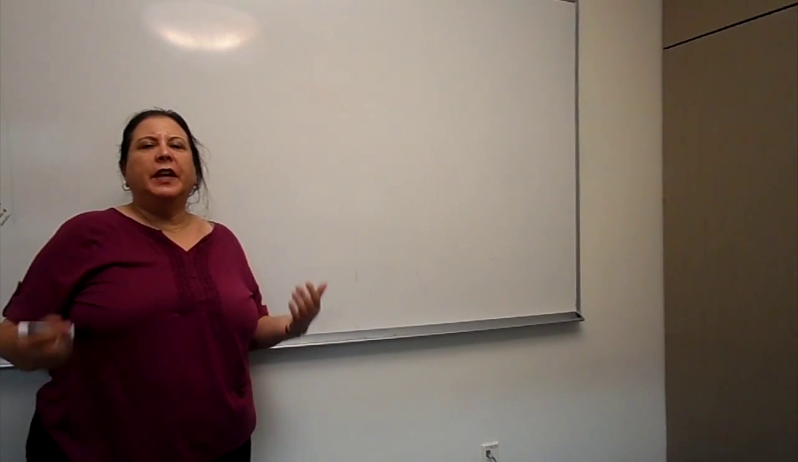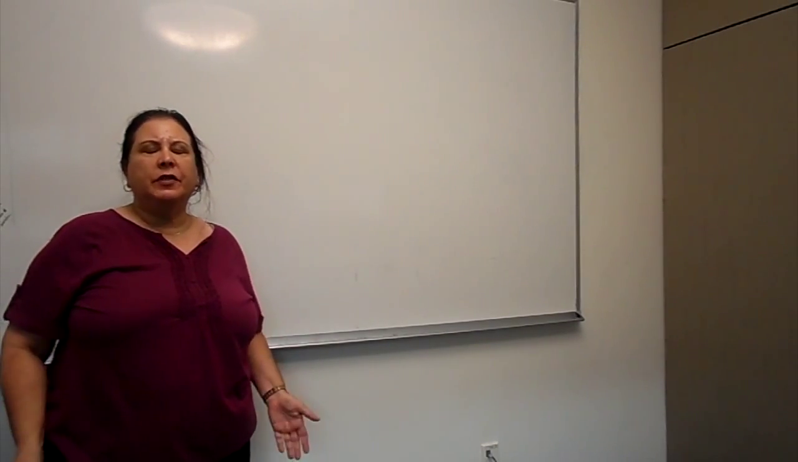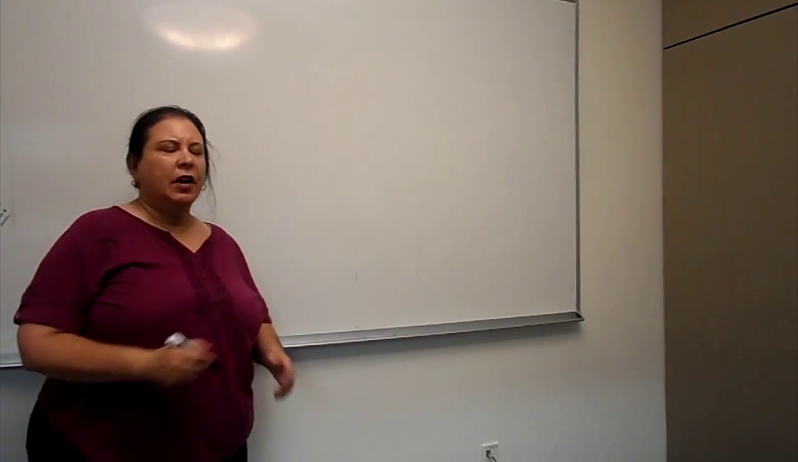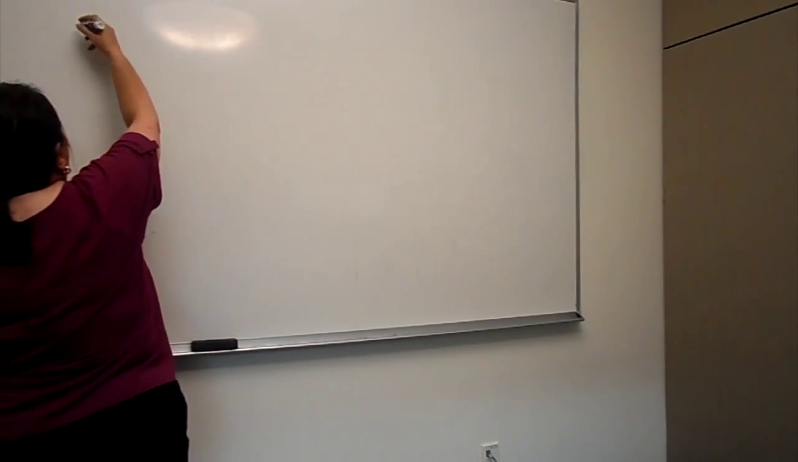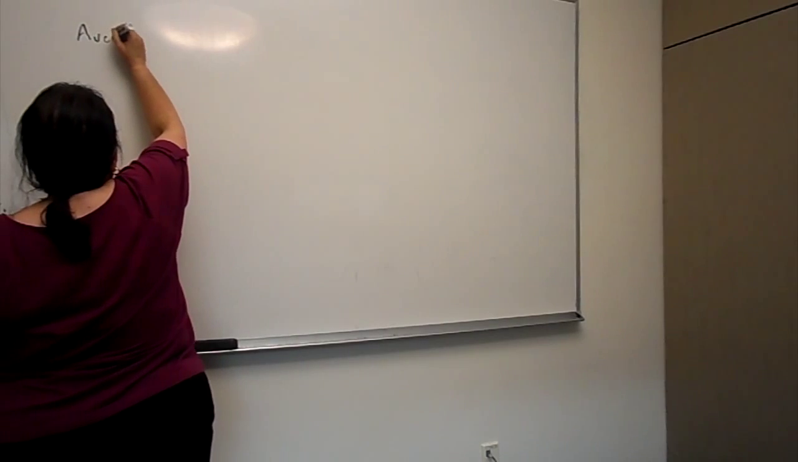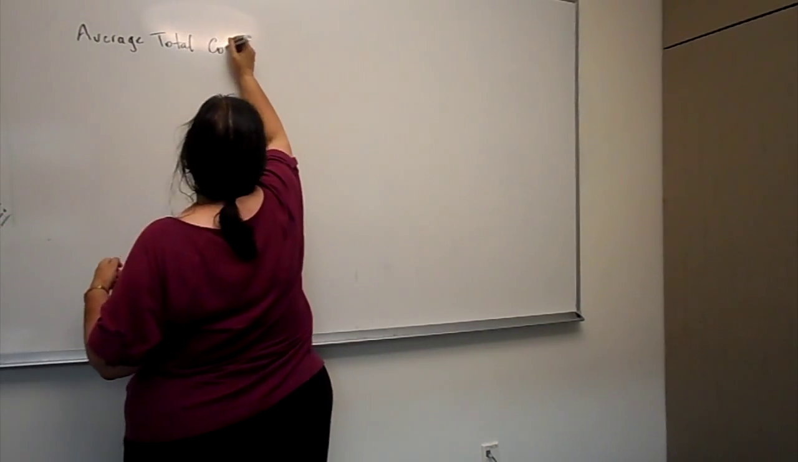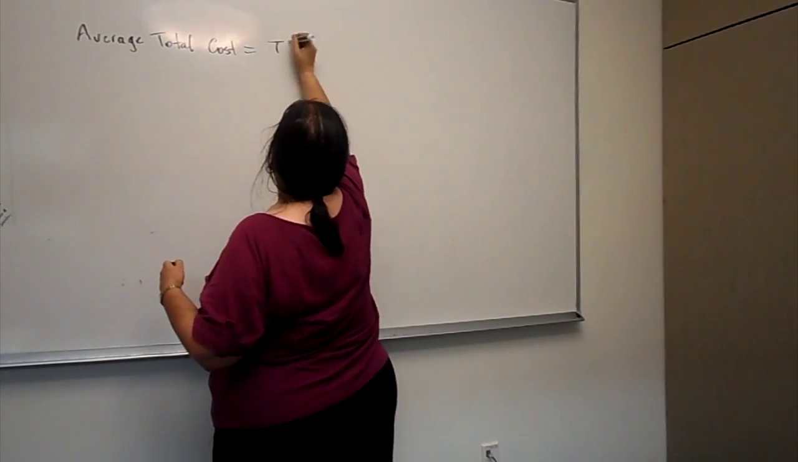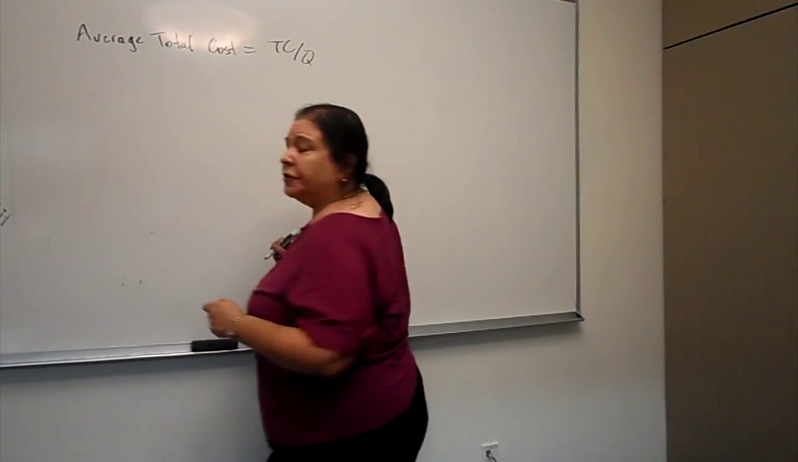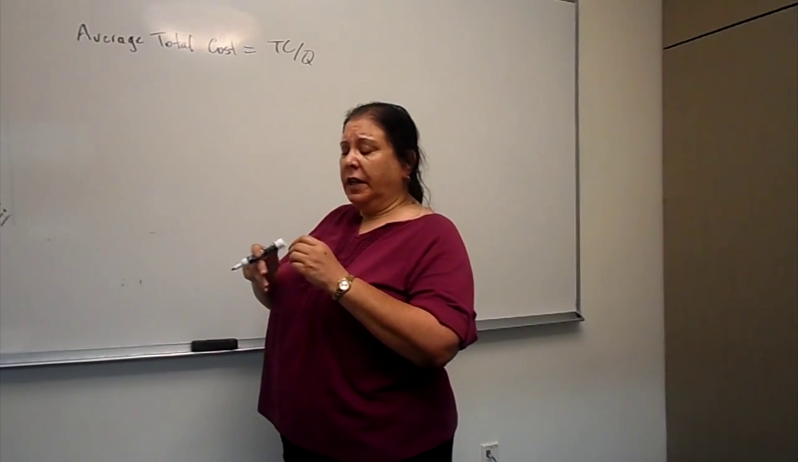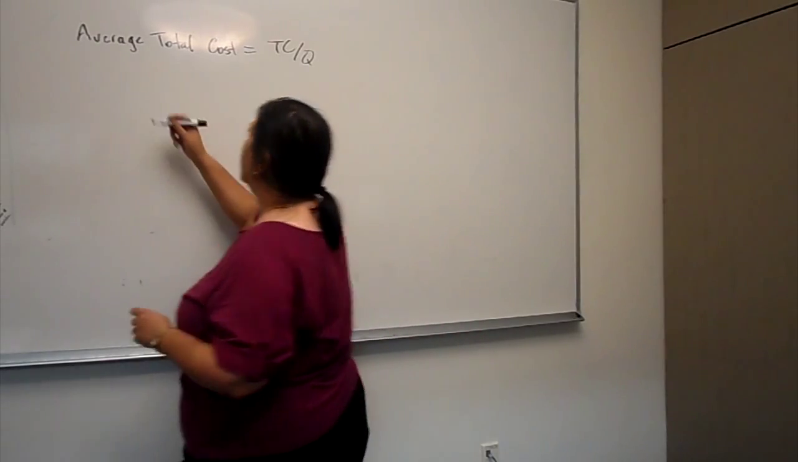Now we're going to define the average total cost, the average variable cost, and the average fixed cost. Okay. The average total cost equals the total cost divided by quantity. It's the per unit cost.